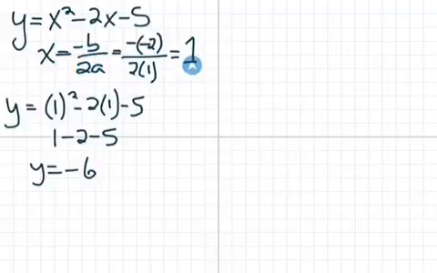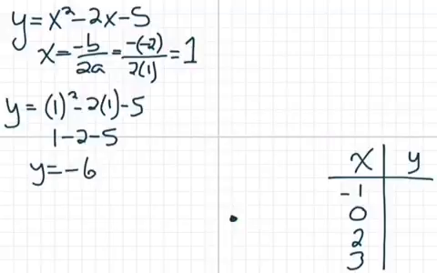symmetry is at x equals 1. Then I took that back in and found the y coordinate for my vertex. So I can go ahead and put my vertex on the graph. 1, 1, 2, 3, 4, 5, 6. Okay, so I have 1, negative 6 right there. And then we'll put together a function table.